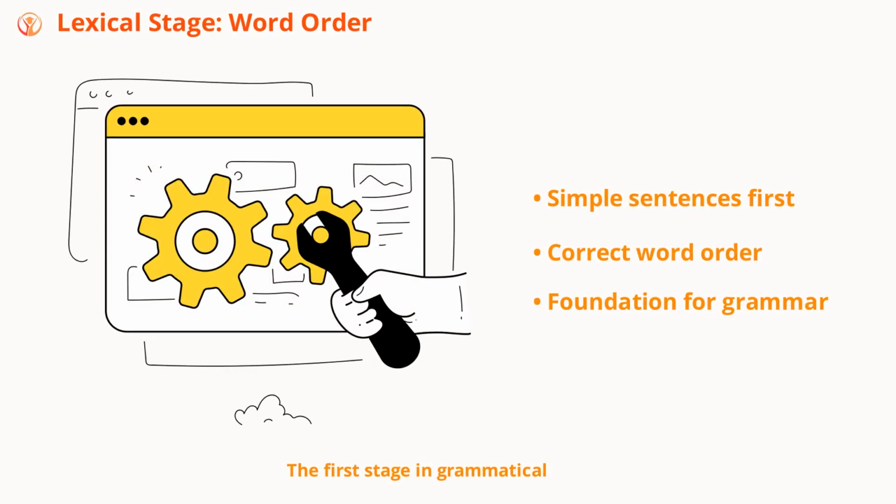The first stage in grammatical development is mastering basic word order. Learners begin by forming simple sentences, such as, "I eat apples." At this stage, the focus is on arranging words correctly to convey meaning. Only after this foundation is solid do learners move on to more complex grammatical features.